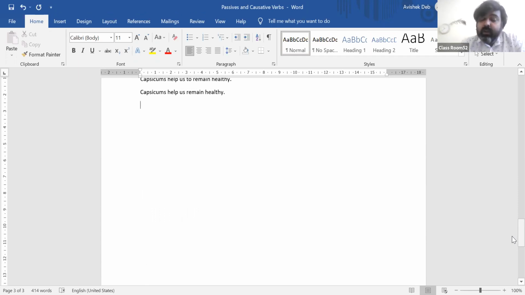अच्छा, the object cannot be a non-living being. Okay, in the case of help. So please remember all these little things. The object cannot be a non-living.